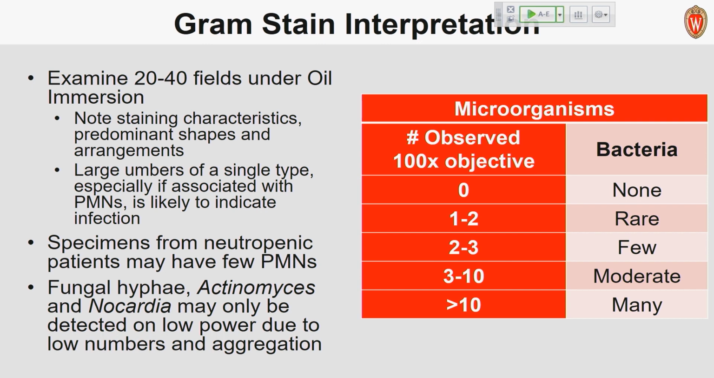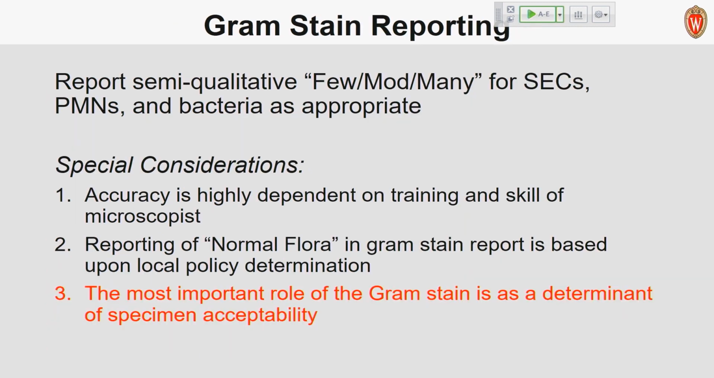Considerations there for specimens from neutropenic patients: they may have fewer PMNs if they're neutropenic. And observing for fungal elements. So is there fungal hyphae? Because Actinomyces and Nocardia may only be detected on low power due to low numbers and aggregation. So not fungal hyphae, but worth noting those two separately as well. So again, just things you're looking for from the microorganism standpoint when you're doing that assessment.